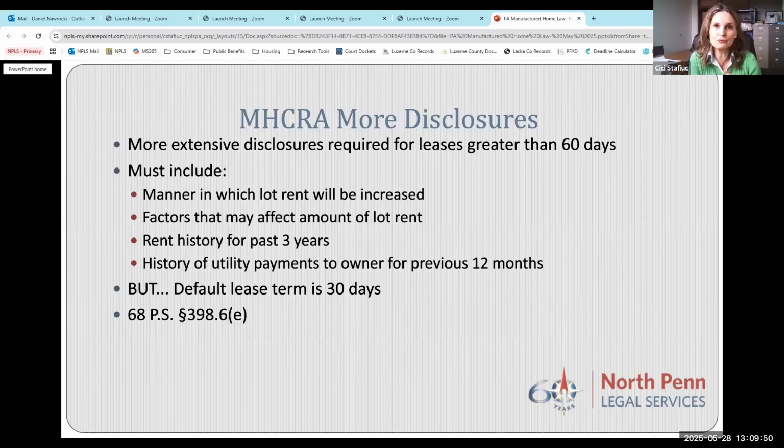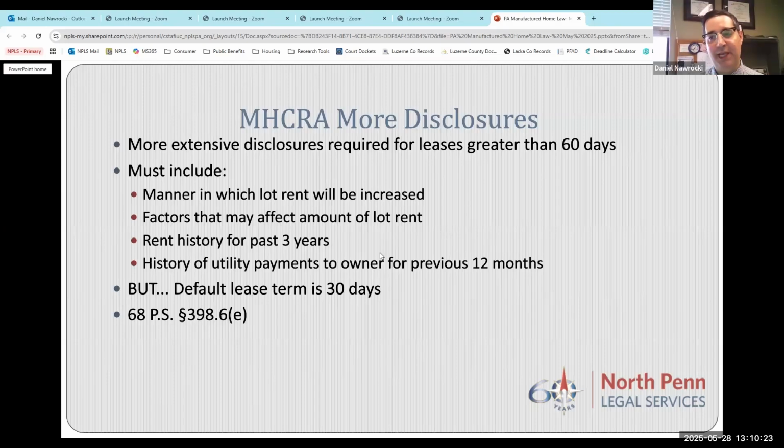There are specific disclosures for leases greater than 60 days. Here is what they have to disclose, like the manner in which the lot rent will be increased, factors that may affect the amount of lot rent, rent history for the past 3 years, history of utility payments for the last 12 months, and so on. But honestly, what we see in our communities are month-to-month written leases. Sometimes we see just oral leases with rules attached. Right, with a few papers. There are actually very few papers.